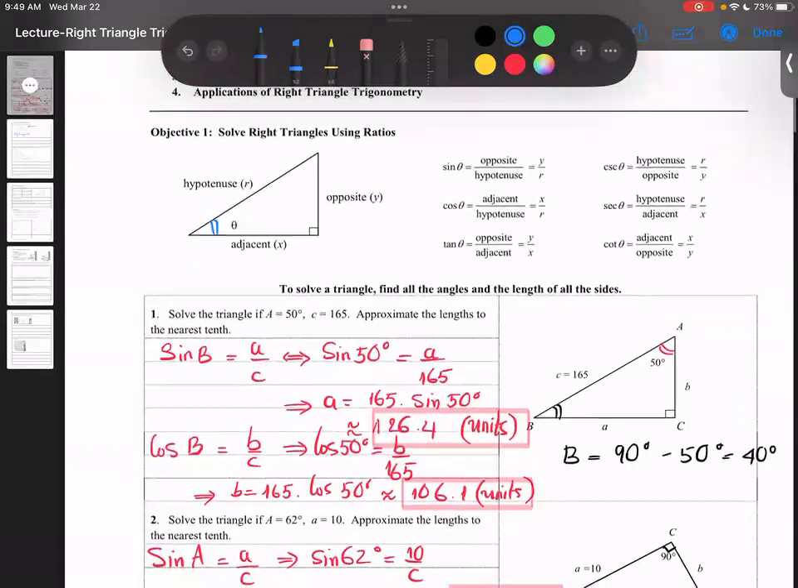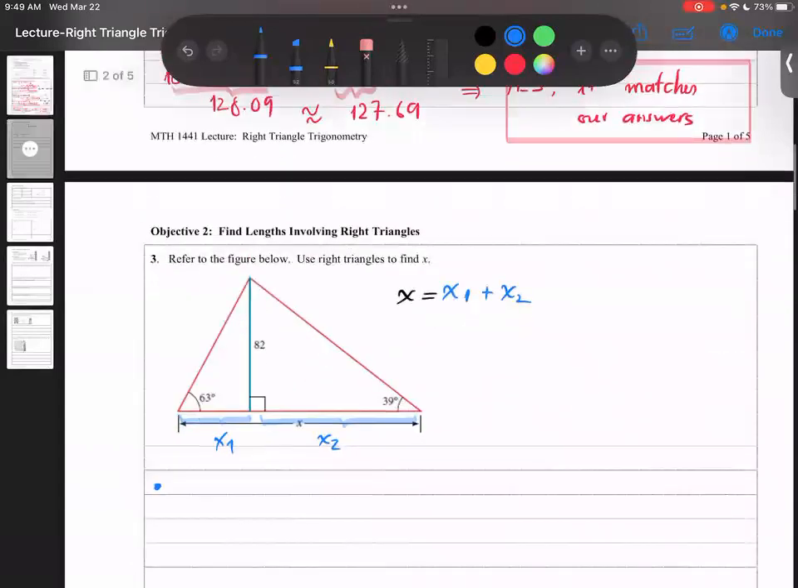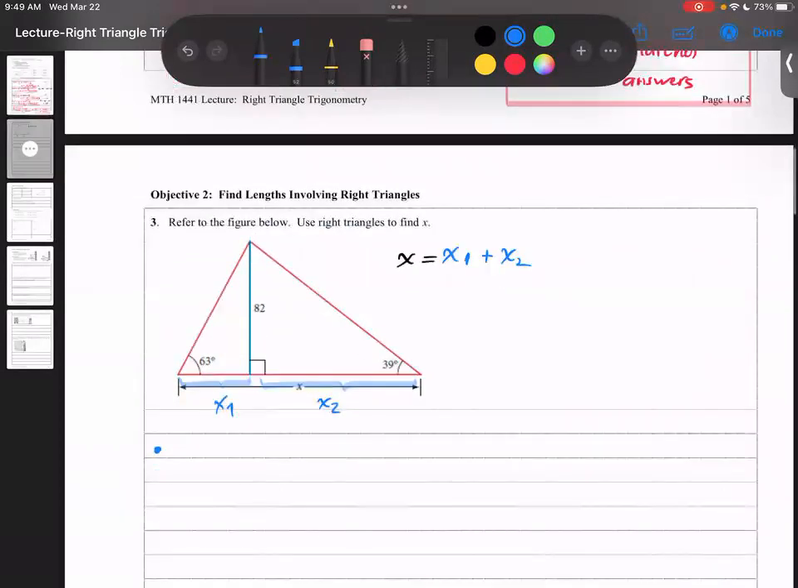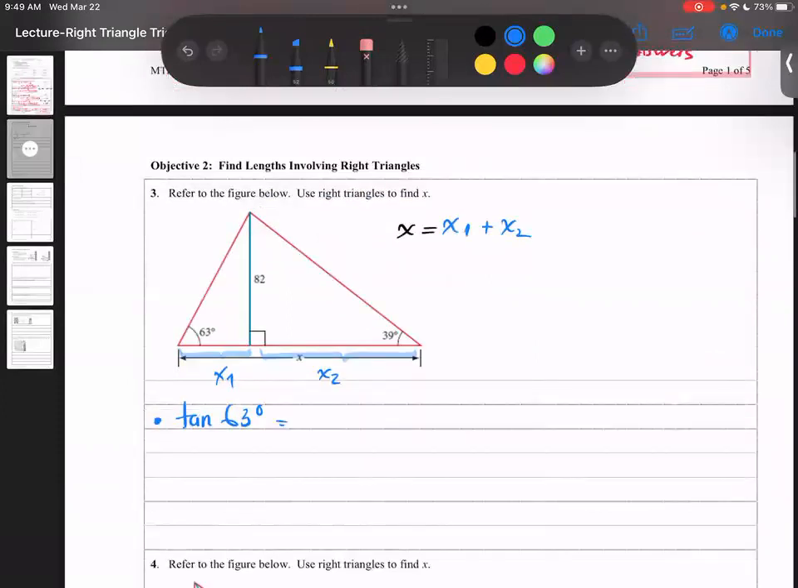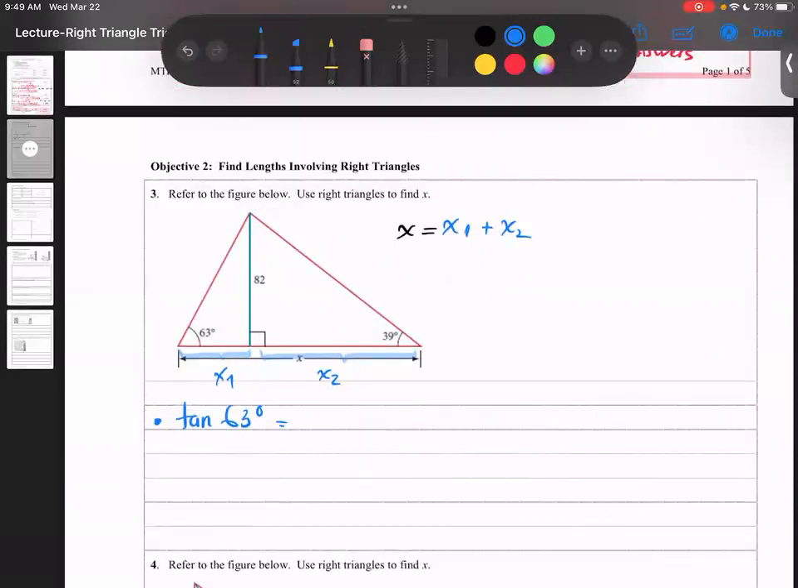Tangent is opposite over adjacent. And you have this, right? So tangent theta, or tangent of 63 degrees, you can try it out. You don't have to get the right answer the first time. Tangent of 63 degrees is opposite, which is 82, divided by adjacent, which is x1. So that implies x1 equals 82 over tangent of 63 degrees.